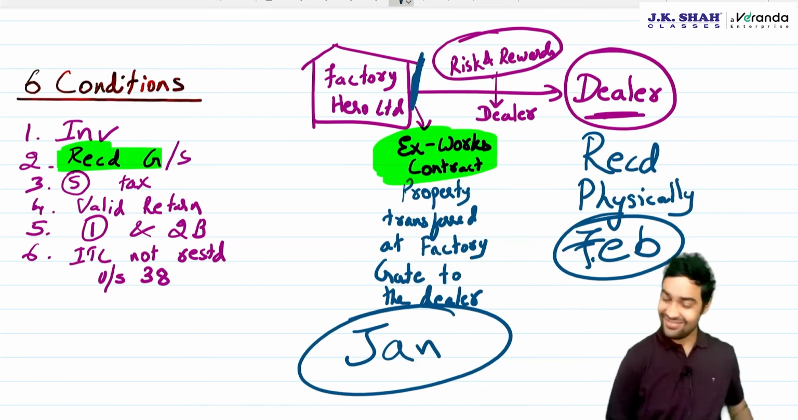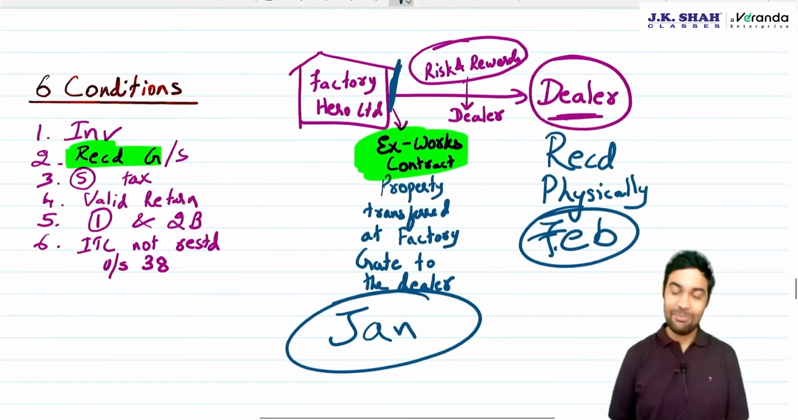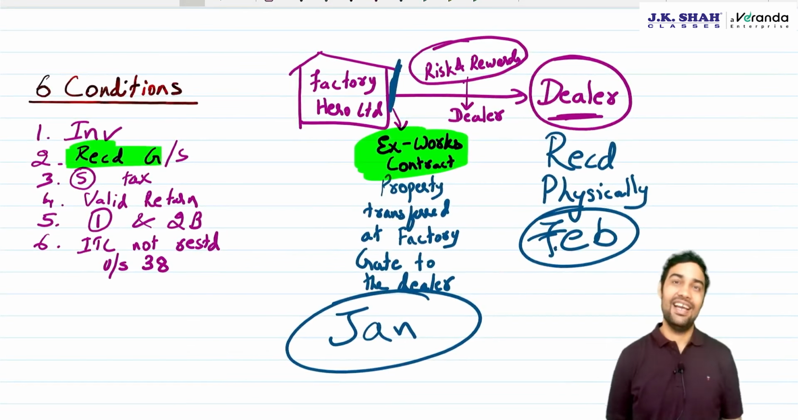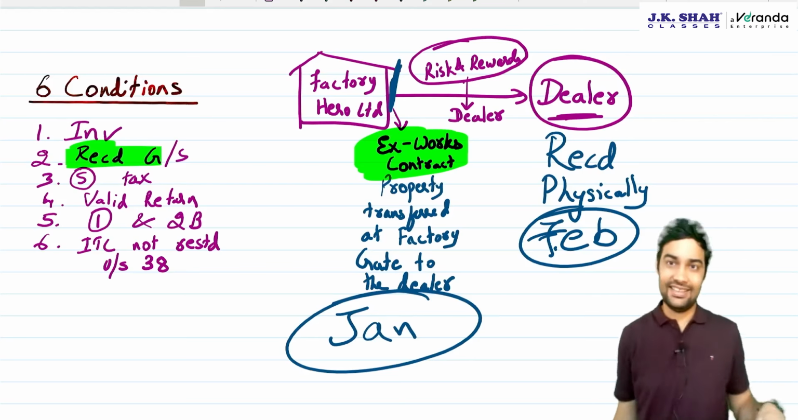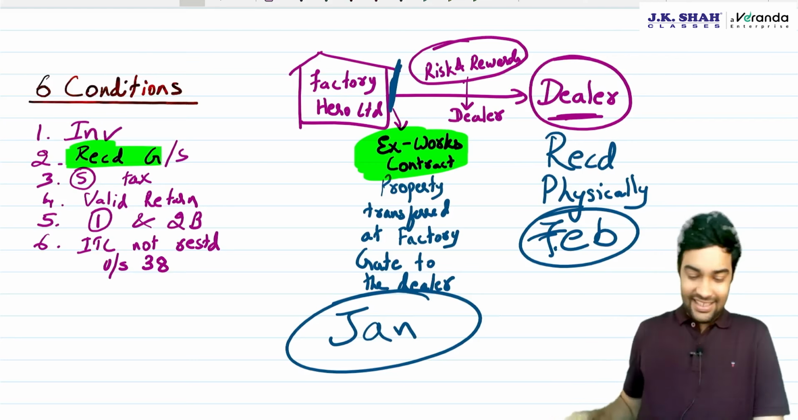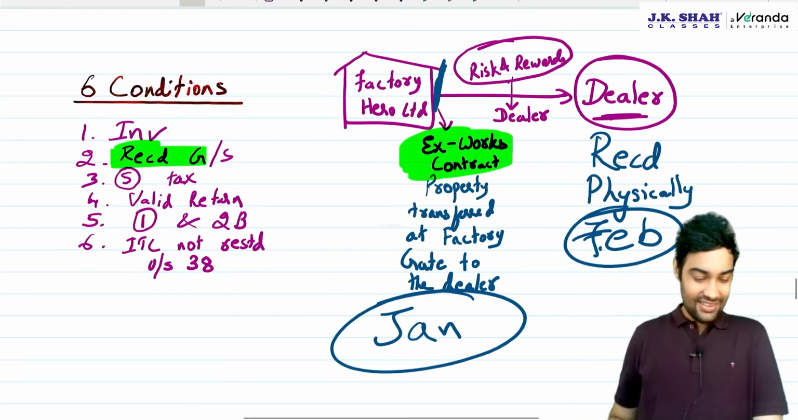Yes. Okay. Let's read the circular. And you can draw this and keep that ex-works contract, goods are said to be received at the factory gate. Clear? Okay, you can pause the video and draw this.